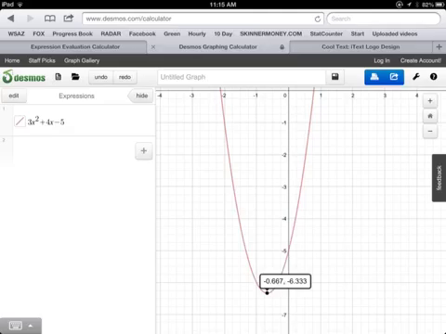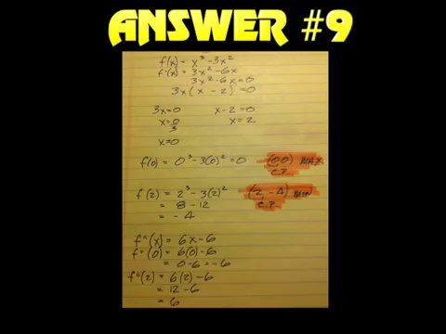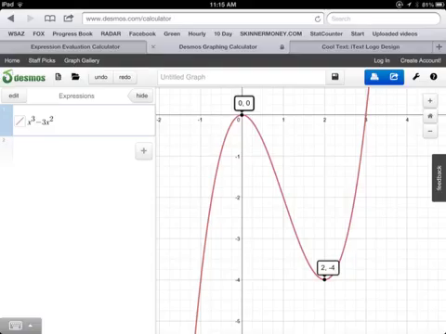And answer number 9, 0 and 2 for your x values. Plug those back in to get 0, 0 and 2, negative 4. Your first derivative or second derivative test, and then plug in 0 and 2 respectively to get a negative 6, which makes this a max, and a positive 6, which makes this a min. And there is the graph to verify that. 0, 0 max, 2, negative 4 min.